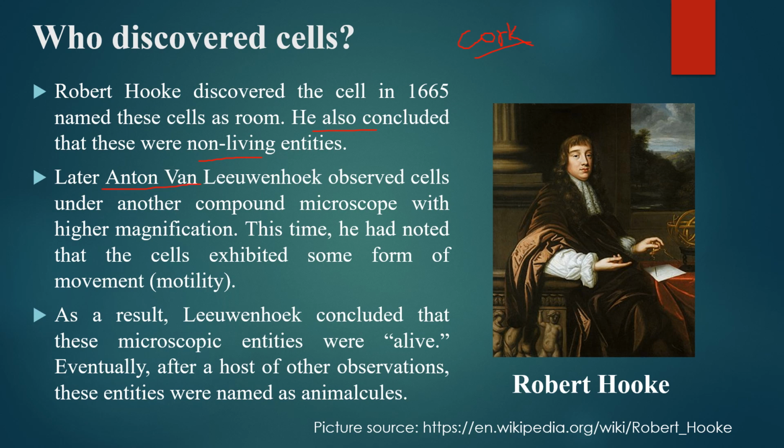Later on, Anton van Leeuwenhoek observed that these cells show motility. The motility was observed by him because he used a compound microscope with higher magnification. Leeuwenhoek concluded that these microscopic entities were alive, and eventually, after a host of other observations, these entities were named animalcules. Next.